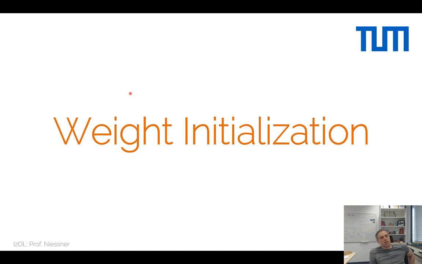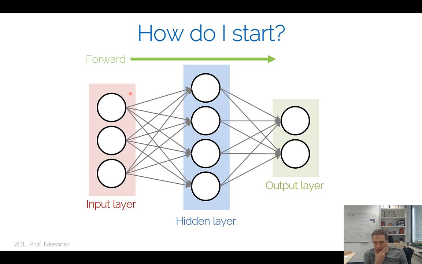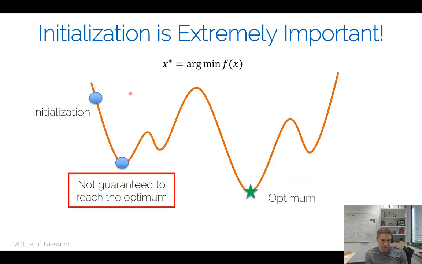Okay, let's talk a bit about weight initialization. Weight initialization is very critical, as I said. For tanh and sigmoid, this was kind of a nightmare. Now it gets a little bit easier, but there are still a few things we have to consider here. So where do we start? Obviously how we start is important. Like we talked about, the initialization is critical in a gradient descent solver.